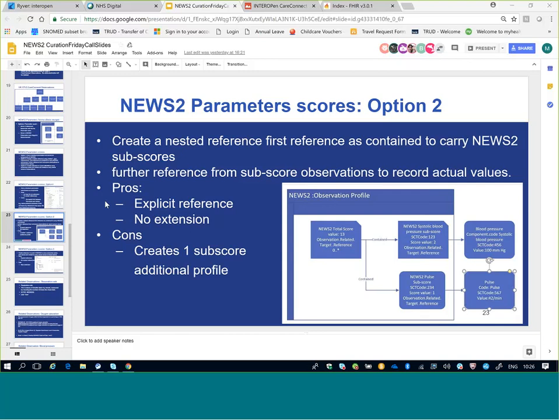Okay, so you're saying reversing the order of having NEWS2 point to the parts, but then it can't be contained, because people might want to plot blood pressure independent of NEWS. Yeah, that's why I'm 50-50. I can see it works both ways. So if we swap and have the blood pressure, which won't be contained, and then a subscore out of it.